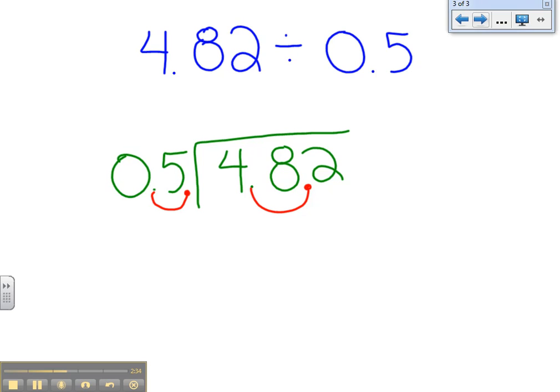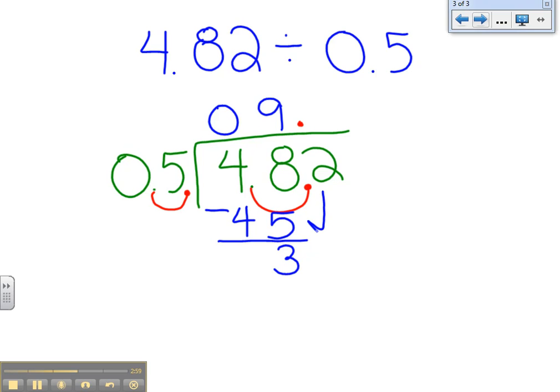Just like before, I'm going to bring my decimal point up to the top. So I'm going to put the decimal point right on the top. From here, now I'm going to divide just like I did on the last slide. So what I'm going to do is 5 into 4. That can't happen, so I put a 0. 5 into 48. 5 can go into 48 9 times. 5 times 9 is going to be 45. When I do my subtraction, I get 3.